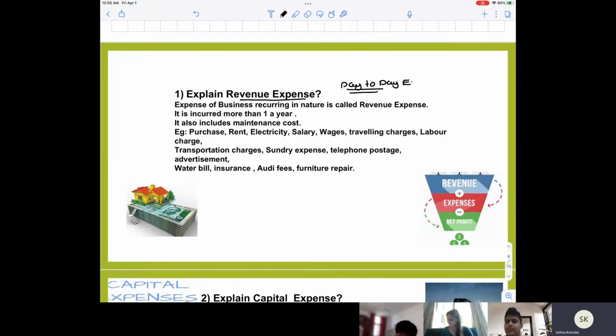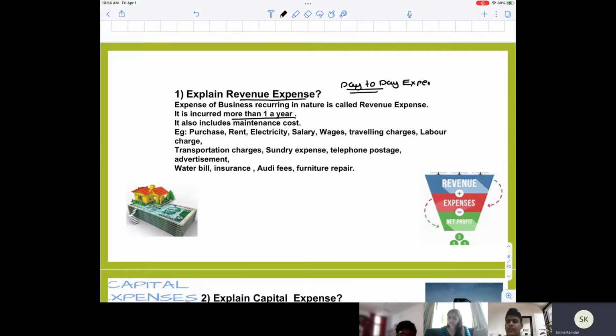Number one, day to day expenses. Second, it is incurred more than once a year. That means you can do it daily, regularly, in the morning, in the night, again and again. If you don't remember which expenses are day to day expenses, think from the revenue point of view. Revenue means sales. Sales you do regularly. So revenue expenditure is done regularly.